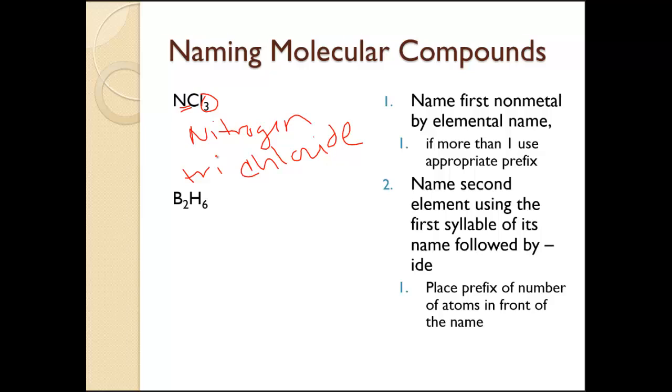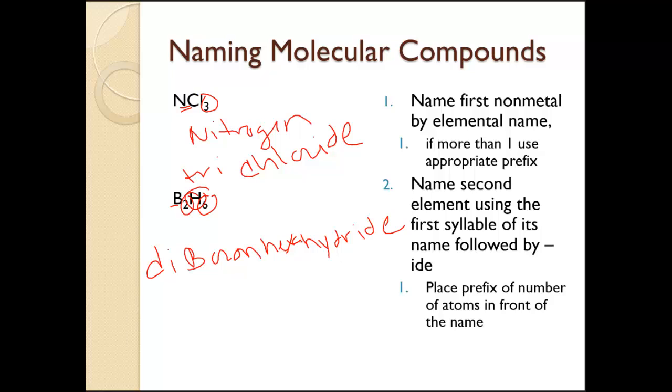Let's do another one. First element is boron. 2 is di, so diboron. Hydrogen becomes hydride. 6 is hexa, so diboron hexahydride.